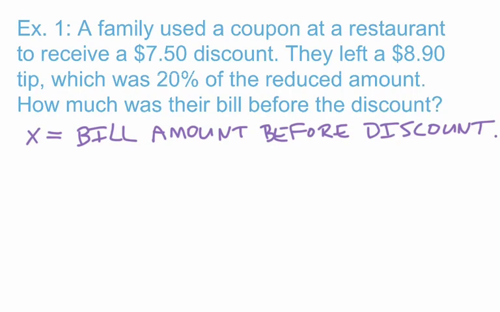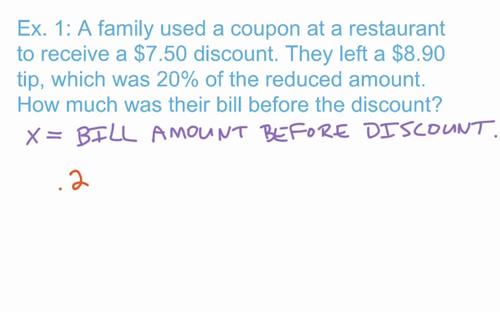Let me say that again. 20% of the reduced bill is going to be equal to $8.90. So 20%, how would we write that as a decimal? 20% is going to be the same thing as 0.2. That's 20% of the reduced amount is going to equal 8.90, and 20% is represented by the decimal 0.2.